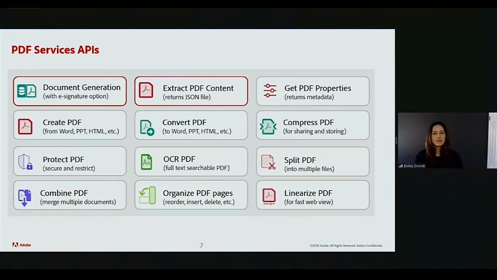And so when we talk about PDF services, I want to give you an idea of what that looks like. We have at least 15 different API capabilities that allow you to do different types of functionality. And again, like I said, we'll focus today on document generation and extraction, because those are the areas where I think might be more interesting to any application developers that might be on the call today.